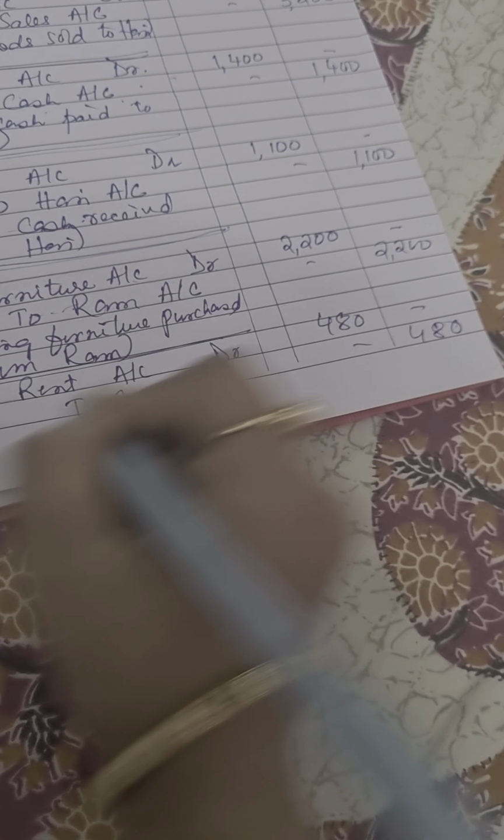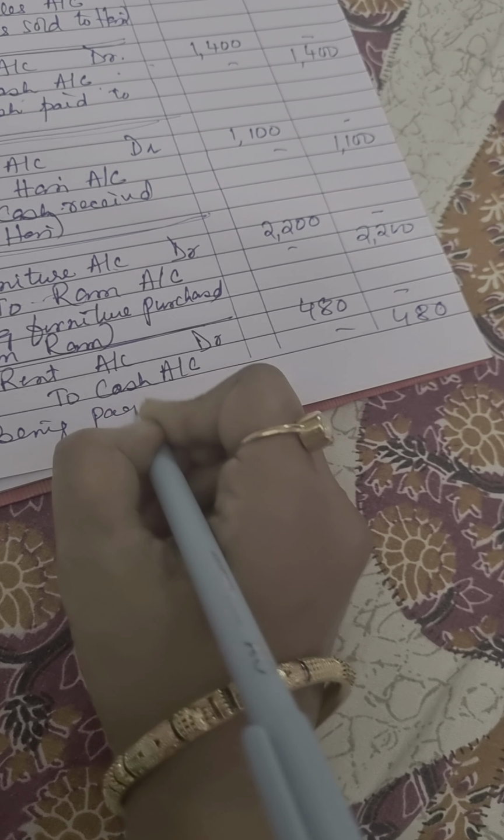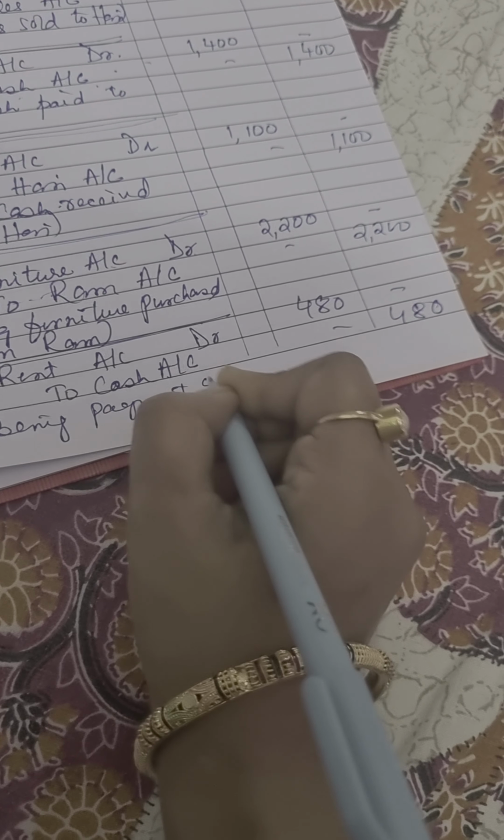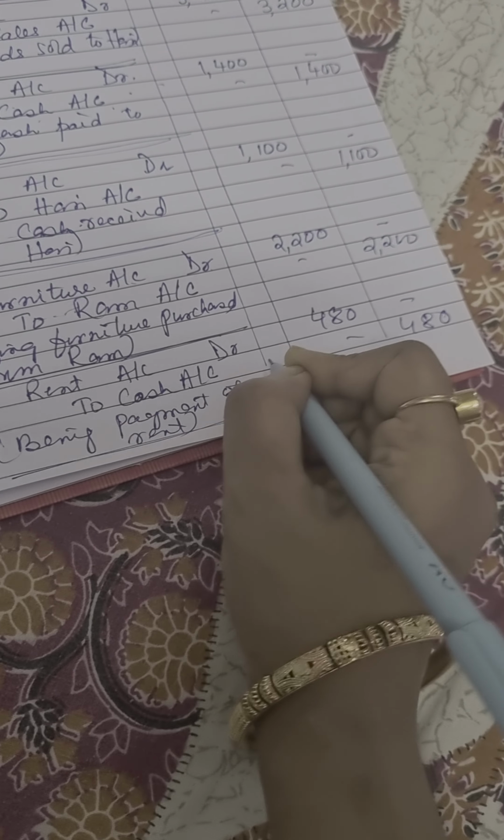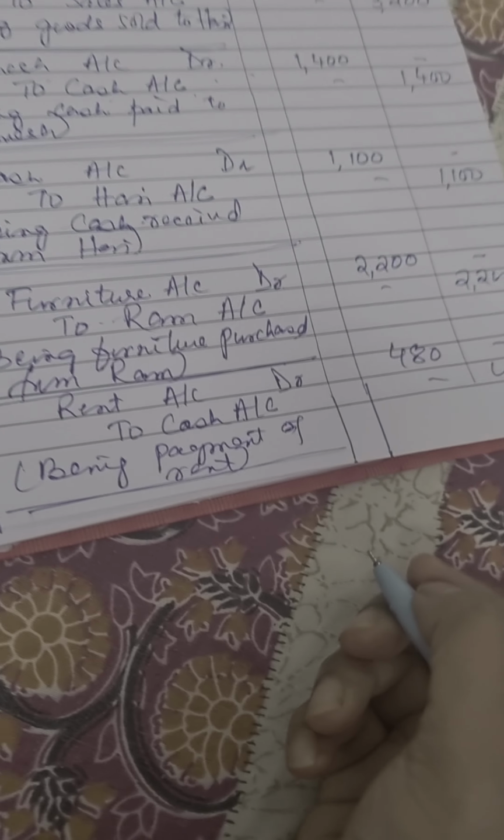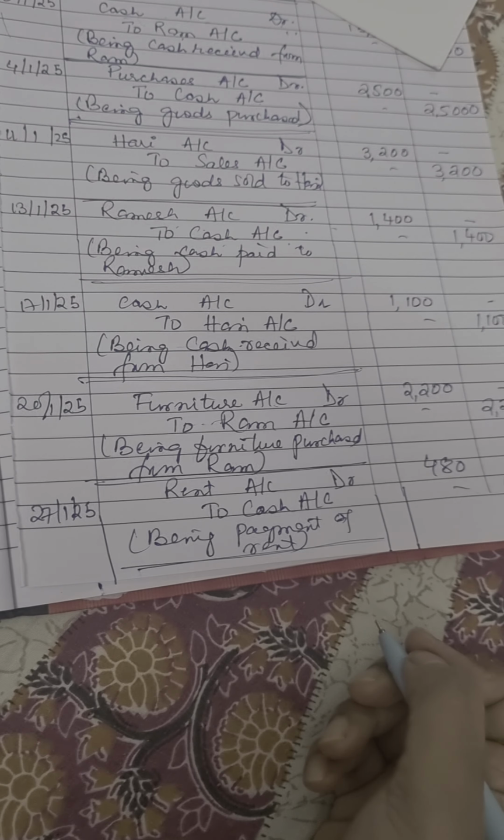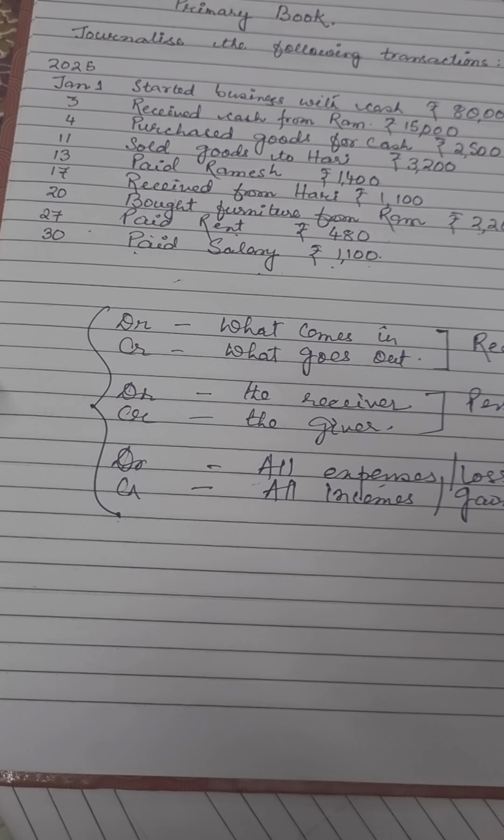So being rent paid or being payment of rent. Payment of rent. So you will use the word being always so as to make it clear that it's a narration. Okay. Now we are left with the last, that is paid salary rupees 1100.